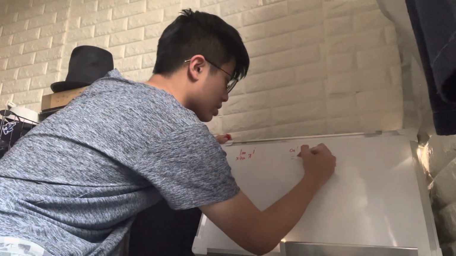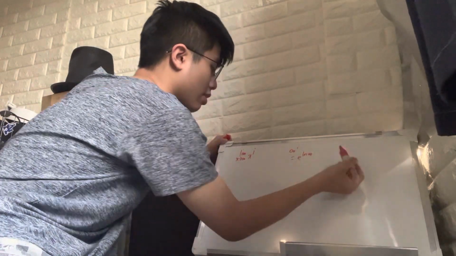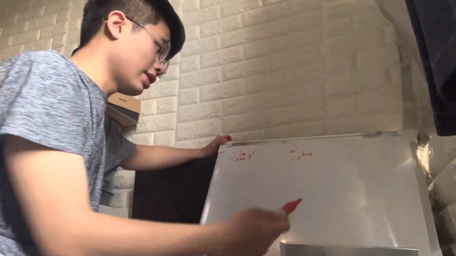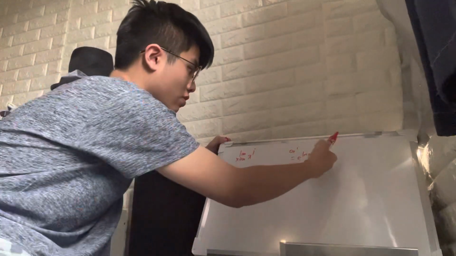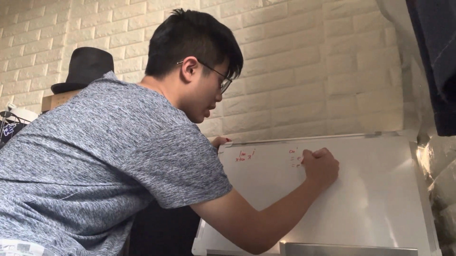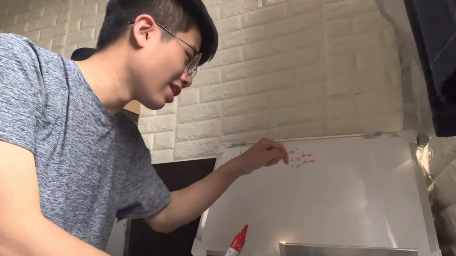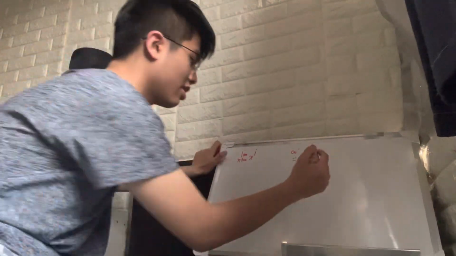Let me write this as e to the power of ln of infinity to the power of i. Then, because of the log property, you can just throw the i in front, so you get e to the power of i times ln of infinity, which is e to the power of i theta. So we can use Euler's formula.